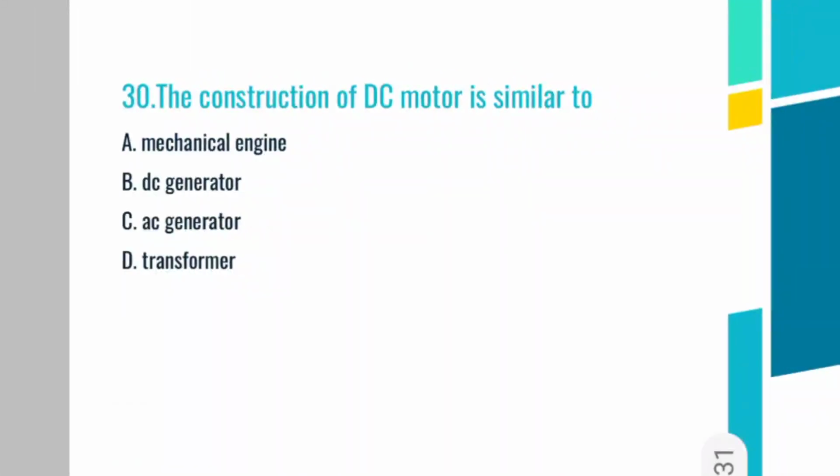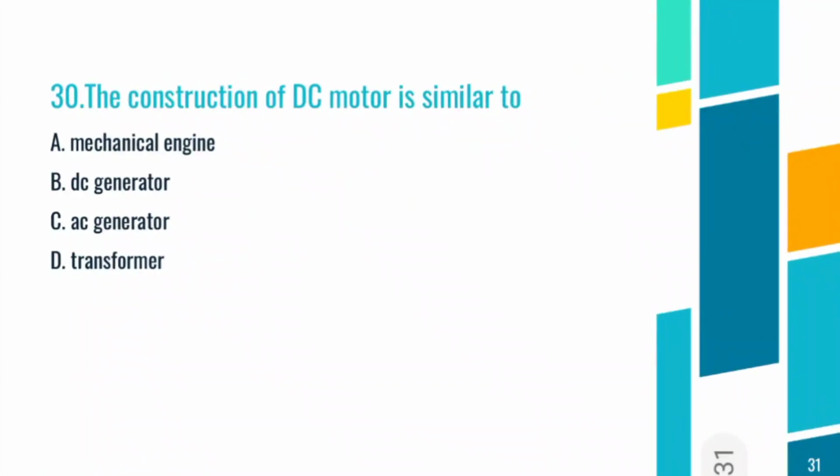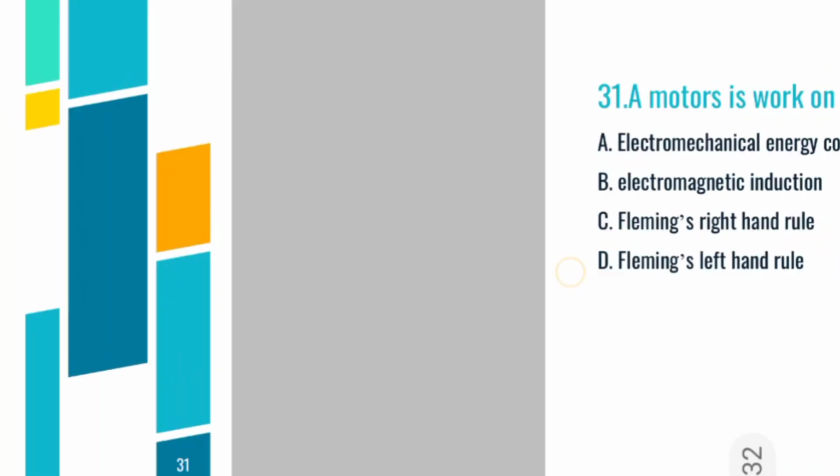Coming to the next question. The construction of a DC motor is similar to: A, DC generator; B, AC generator; C, transformer; D, mechanical engine. The construction of a DC generator and a DC motor are the same. If you give electrical energy and it converts it to mechanical energy, it is a DC motor. If you give mechanical energy and it converts it into electrical energy, it is called a DC generator. DC generator and motor are constructionally the same. Hence, the answer is the DC generator.